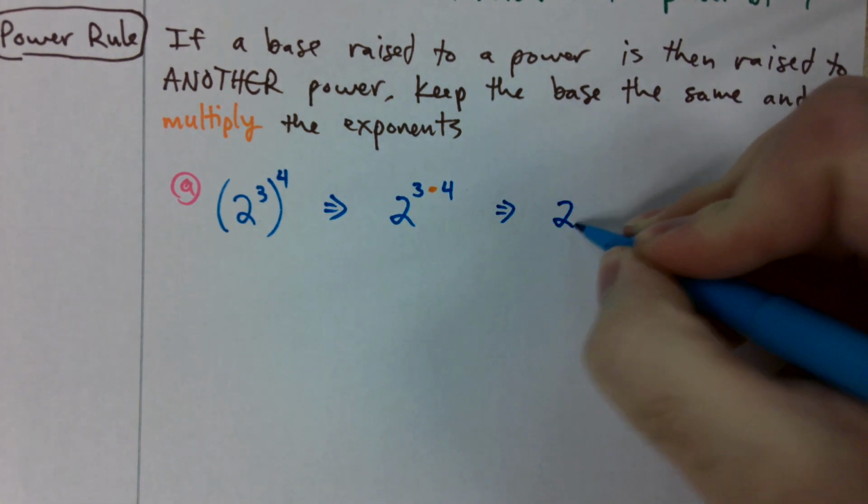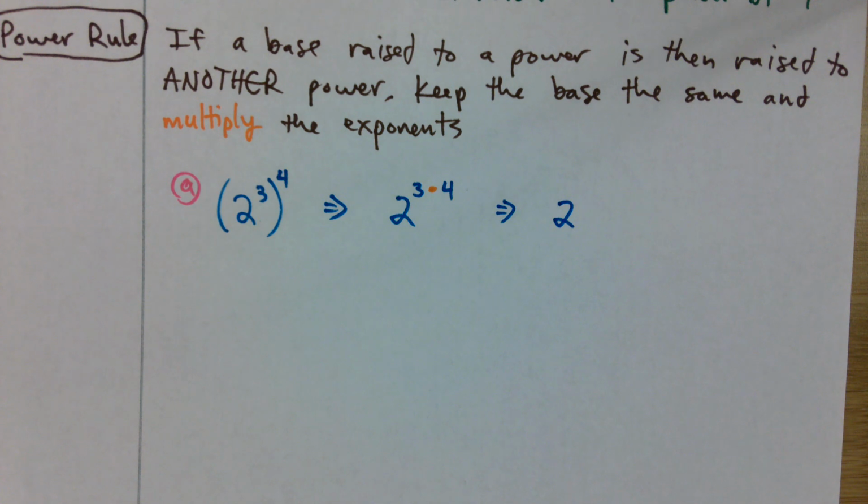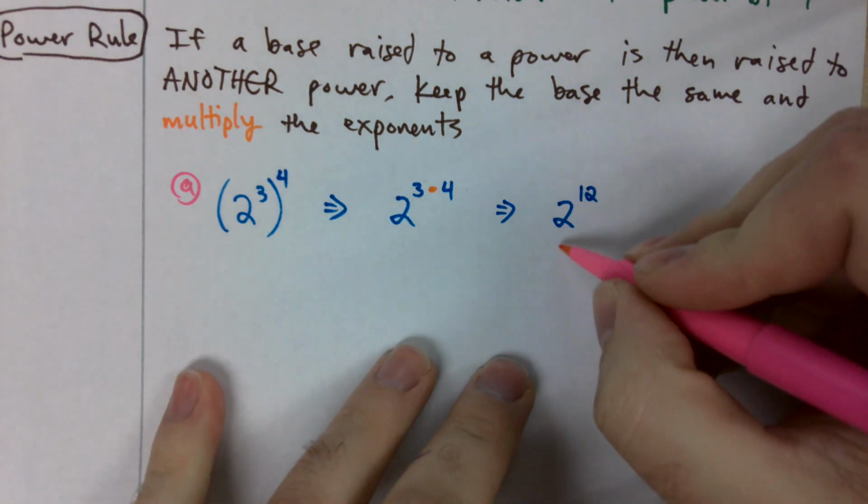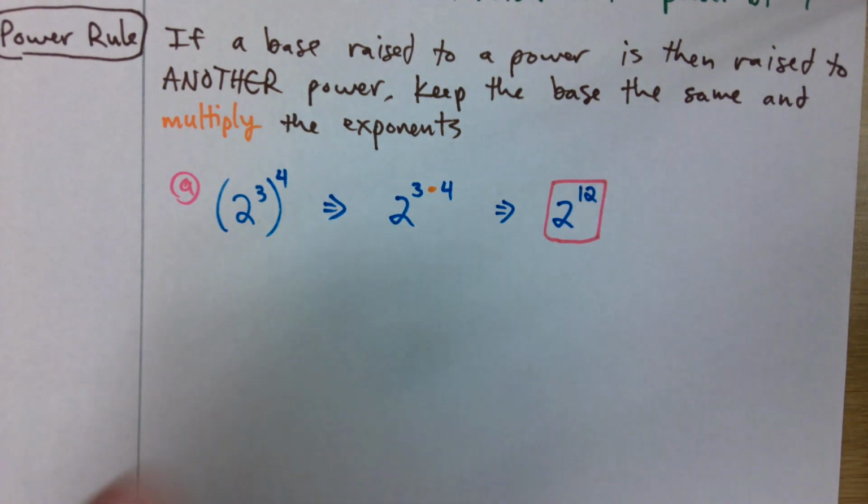Giving us an answer of 2 to the power of what? Anyone got that one? 12. 2 to the power of 12. 3 times 4 gives us 12.